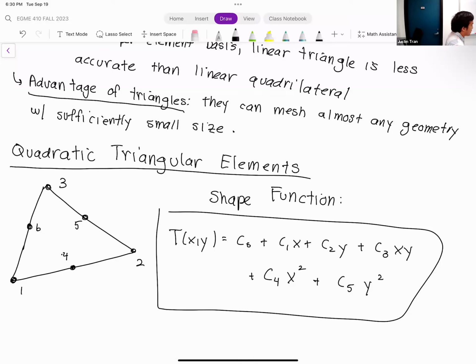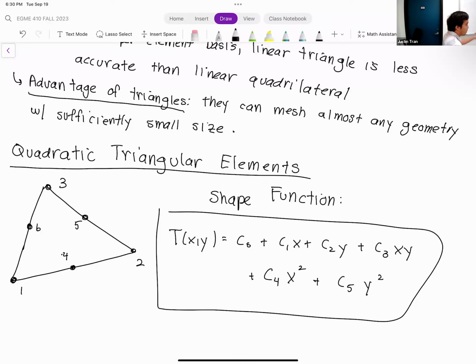All right, so that's what the shape function looks like for the quadratic triangle. Okay. So, fewer terms than the quadratic quadrilateral, but a vast improvement over the linear triangle in terms of vectors. All right. So I think we will have time for this, and we have about 15 more minutes.